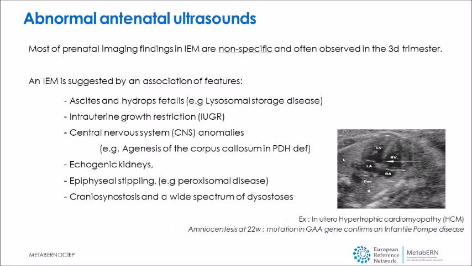Echogenic kidneys as well as epiphyseal stippling could suggest a peroxisomal disease, and craniosynostosis and a wide spectrum of dysostosis also suggest an inborn error of metabolism.